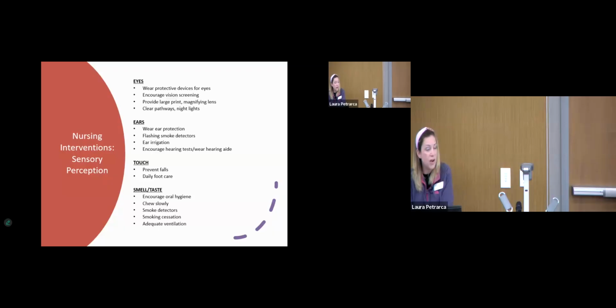We offer it at urgent care, and they come over there, and we also give out Nicoderm patches and Nicorette gum for free through the foundation. So take advantage of your resources if you have them for your patients. And then adequate ventilation as well. Those are just some things that you can do.